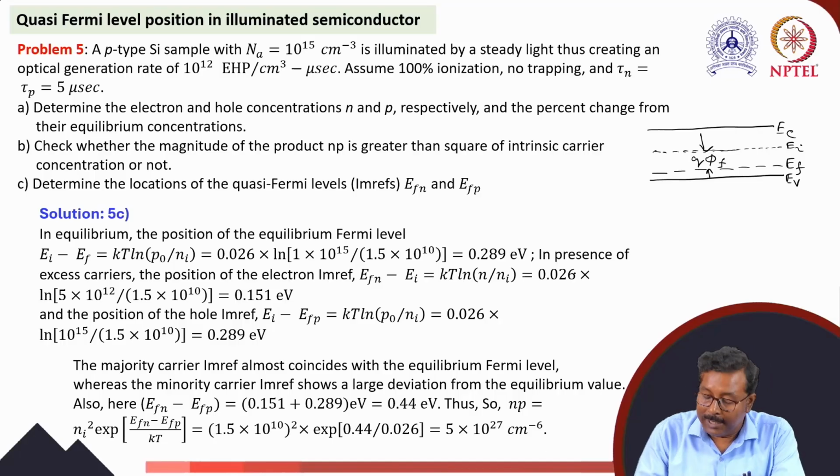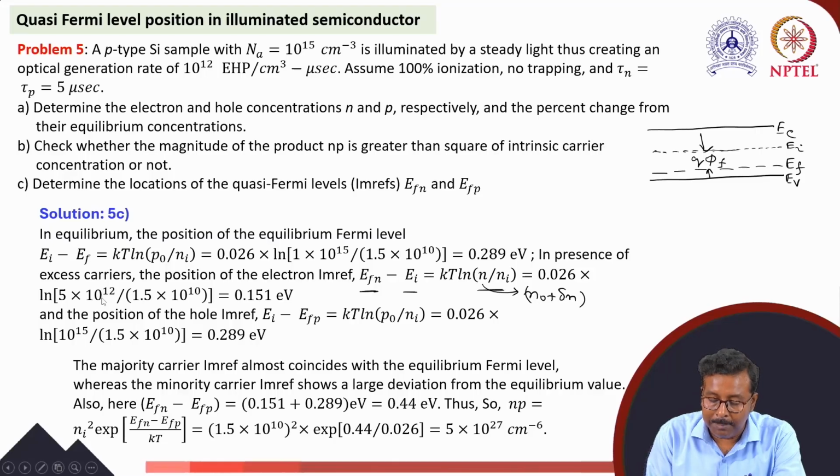But now, in the illuminated case, the formula, that is EFN minus EI, will be kT ln(n/Ni). What is this n? This n is nothing but N0 plus delta n. So N0 plus delta n, we know that is 5 into 10 to the power 12, divided by Ni, this gives you 0.151 electron volt. So EFN minus EI is positive, that means EFN is above EI.